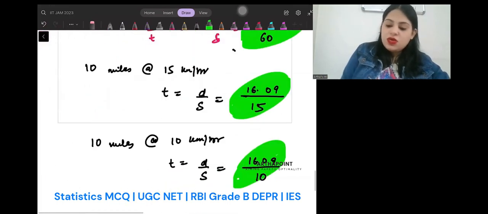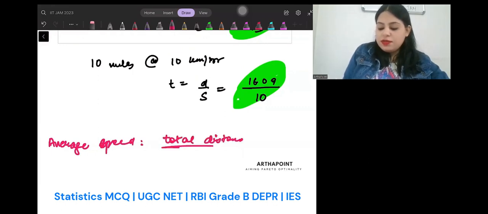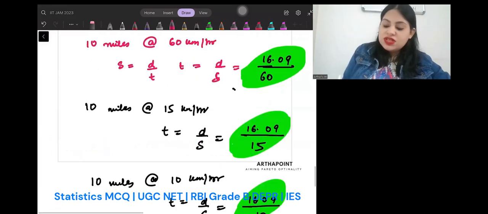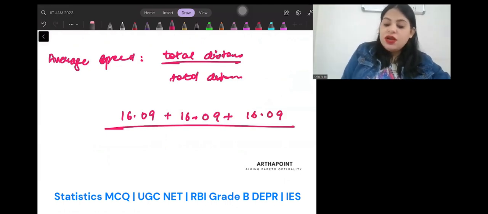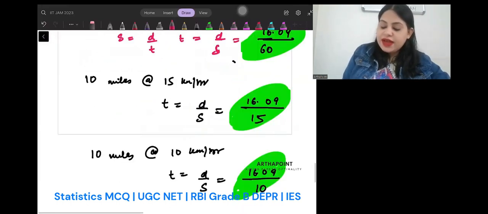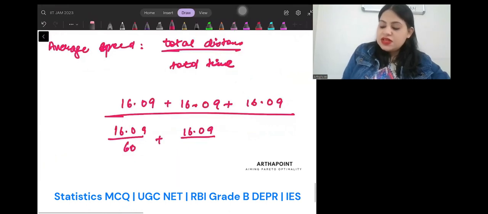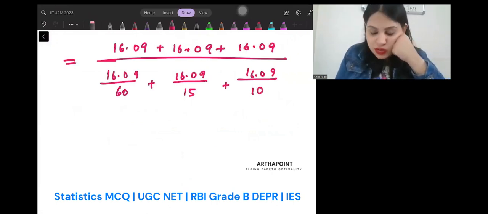So beta, now we want to ask what is the average speed. So average speed will be total distance by total time. So total distance 30 miles हो गया, 10 miles plus 10 miles plus 10 miles, 3 दिन travel किया ना. 10 miles is 16.09 kilometer plus 16.09 kilometer plus 16.09 kilometer. So total distance by total time. And total time कितना लगा बेटा? So total time is 16.09 divided by 60 plus 16.09 divided by 15 plus 16.09 divided by 10. This is the total time taken. Is this clear to you?